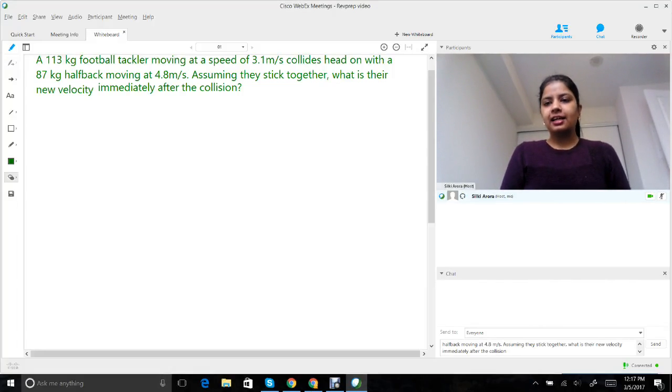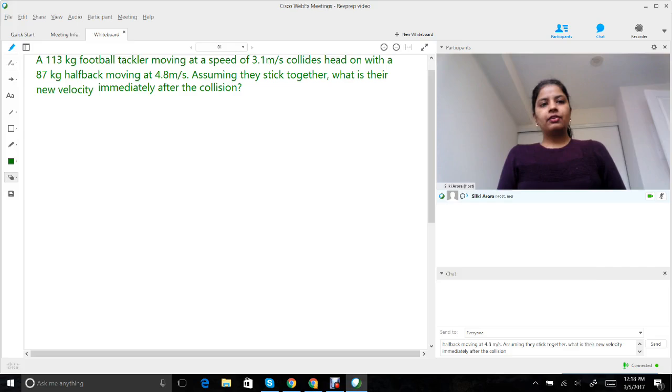Okay, so in the last class we went over the concept of elastic and inelastic collisions and how the momentum has to be conserved in the collisions. So today we are going to apply that knowledge on the question. So let's look at what we have at hand.